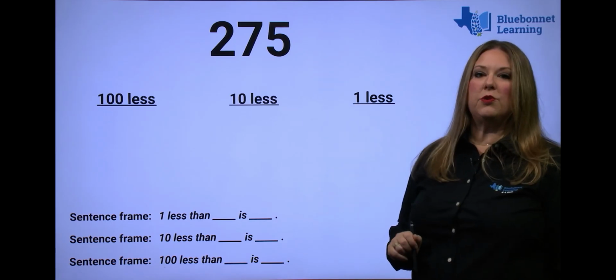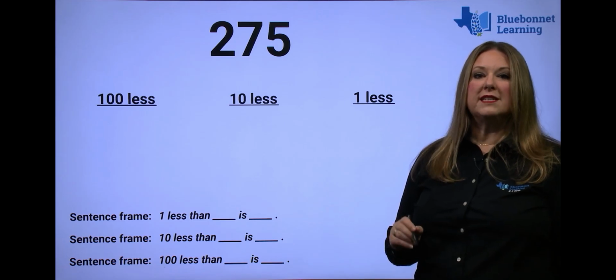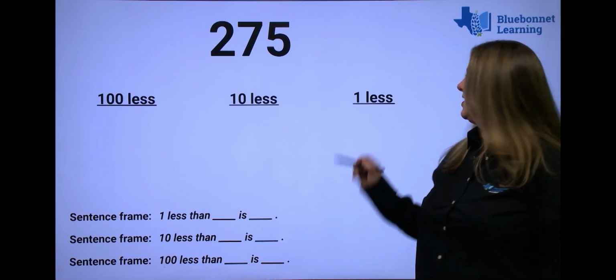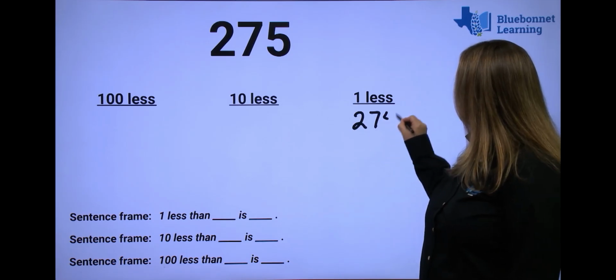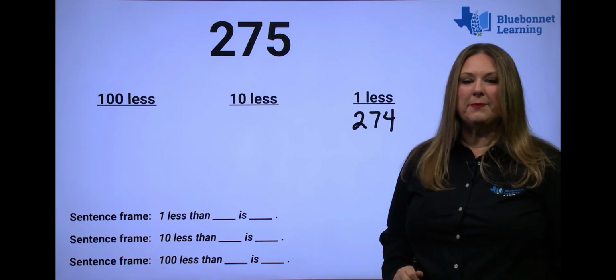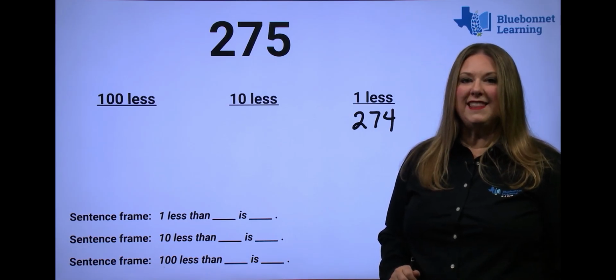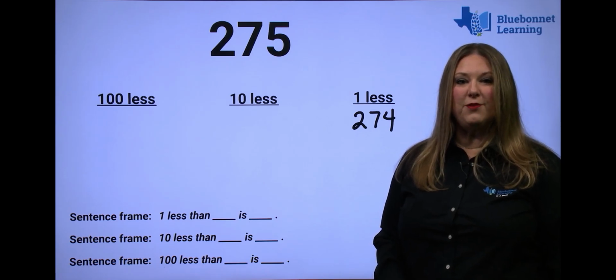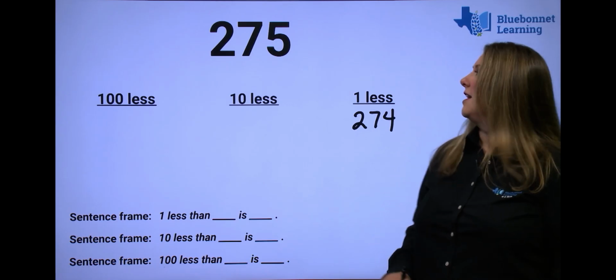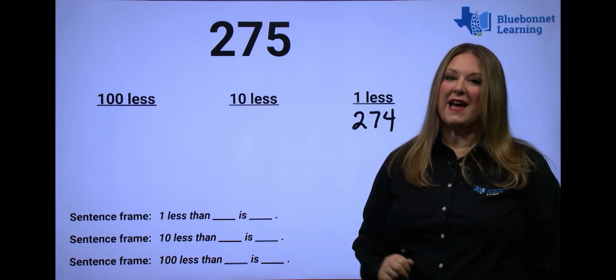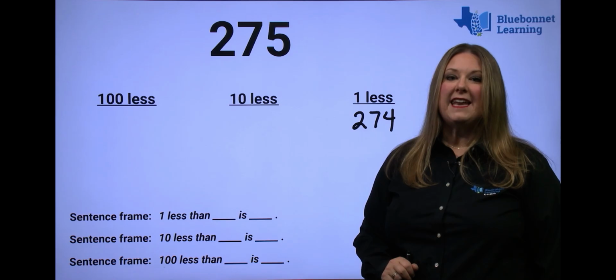So we are at 275. What is 1 less than 275? Good, you have 274. Tell me what you just did using the sentence frame. 1 less than 275 is 274. Very good. Okay, make 275 again. So put that ones back. Now, show me what to do to make 10 less.